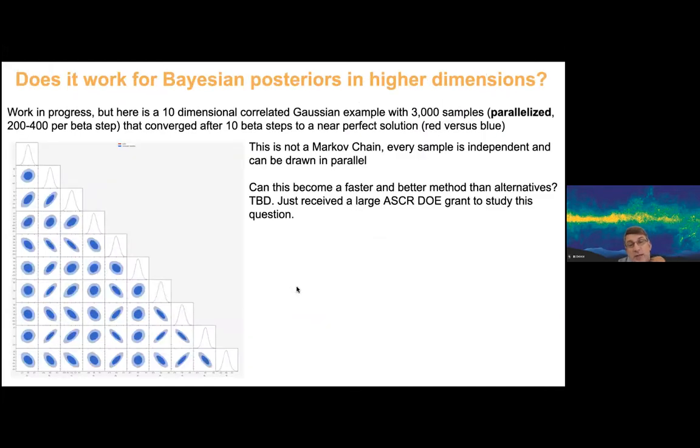There's a related problem. Does it work for Bayesian posteriors in high dimensions? Well, that's of course the million-dollar question. We don't yet know, but we are having some preliminary results that are encouraging. Here is an example of a 10-dimensional Gaussian. This is not an easy problem. If you have a 10-dimensional Gaussian which is correlated, and the correlations are pretty strong, as you can see, this is not easy, especially if you don't have access to gradients.